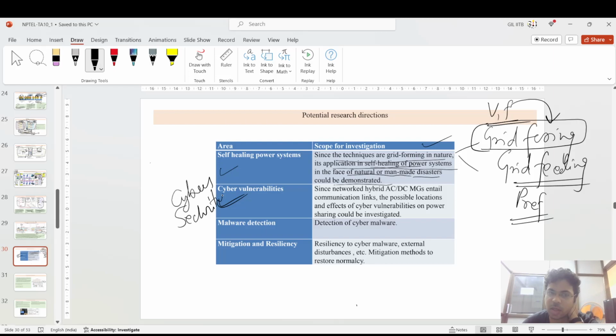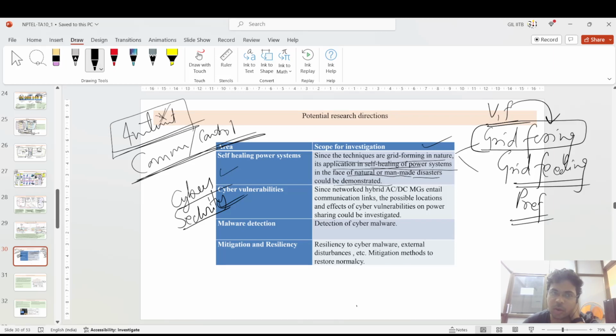And second is cyber security. Cyber security is one of the major issues in this, and a lot of research is going on in this field, because you have a communication layer and the control layer. If things are connected to the internet, then the problem comes. If you have no internet, no communication, then the cyber security issues can be avoided. So this is one of the potential research directions. Next is malware detection. If you detect the malware at an early stage, you can mitigate the problem very early in the operation. So detection is also a potential research area.